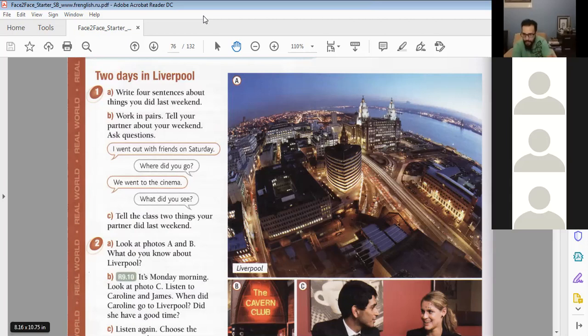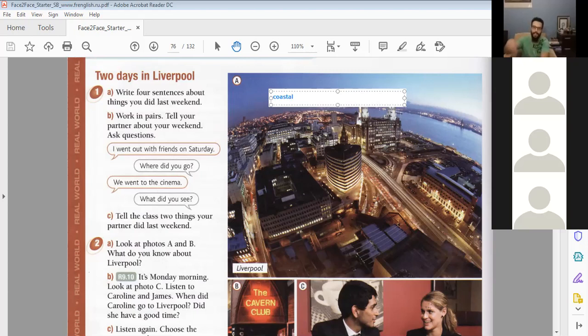It's on the sea. It's an important coastal city. Do you know what the meaning is, coastal city? It's a city on the sea, coastal. So for example, here, coastal. Coastal, it means this is a city on the sea.